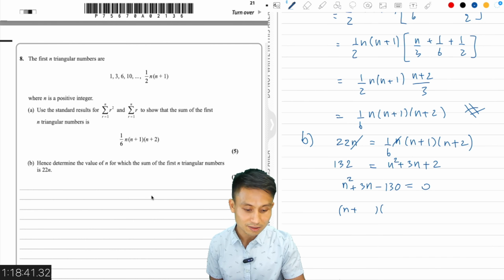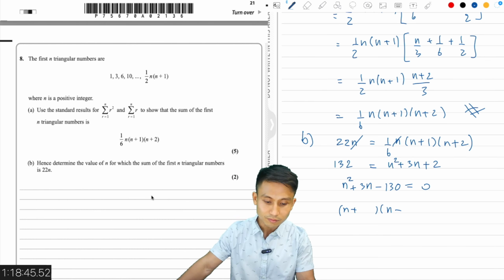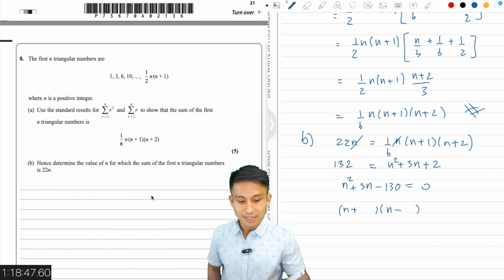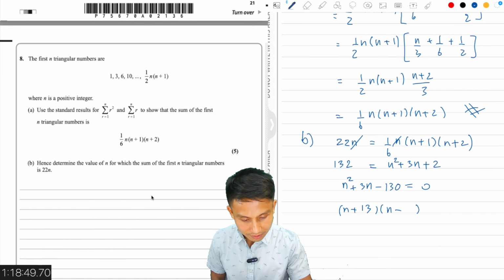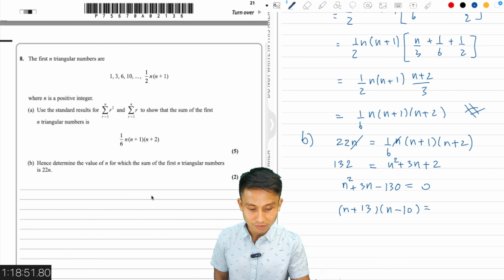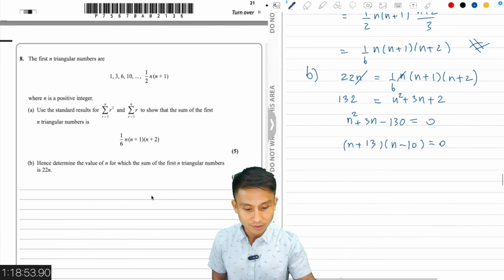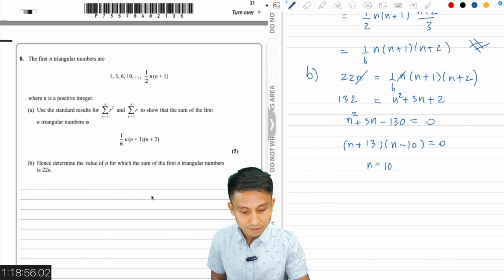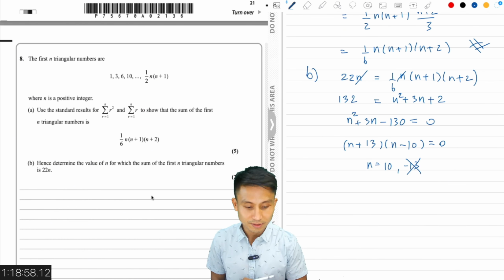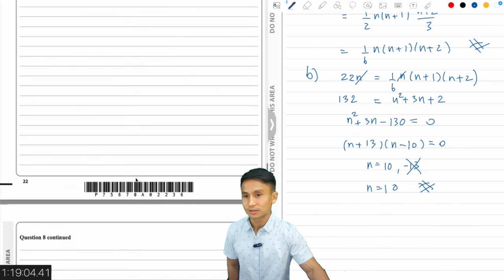Let's factorize that. We should be able to factorize. 130 is 10 and 13, right? So that's plus 13 and minus 10 because we need a positive middle term there. So n is just 10, while rejecting minus 13. So n is 10. That's it for this one.